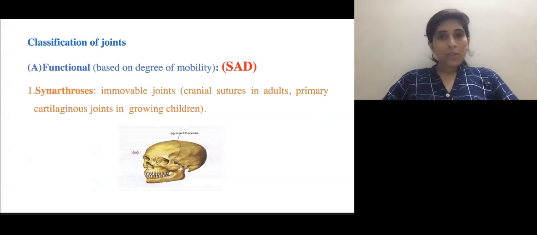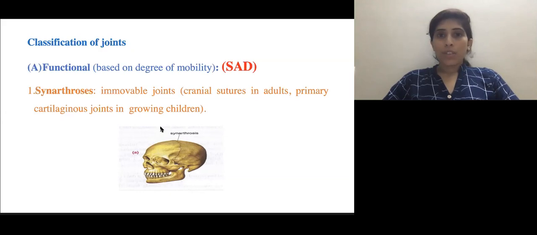Classification of the joints is mainly given according to the functional level, structural level and regional level. We'll see first according to the functional level. To remember this functional classification, we'll use the mnemonic SAD. Here S stands for synarthrosis, A for amphiarthrosis, D for diarthrosis. So let's start with the synarthrosis.